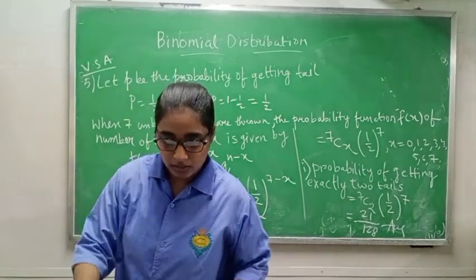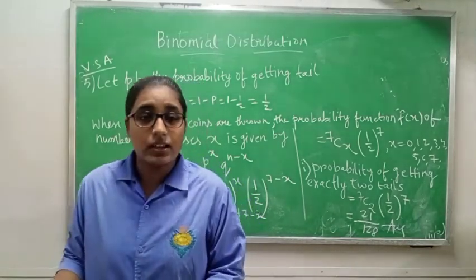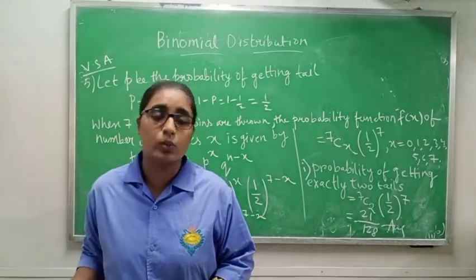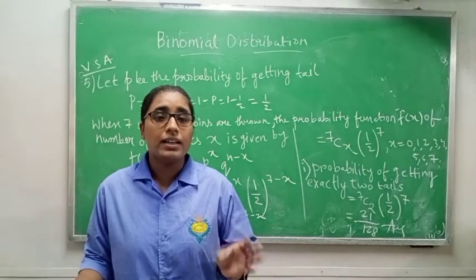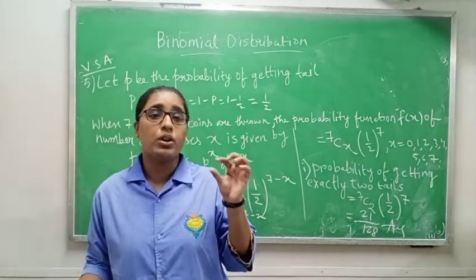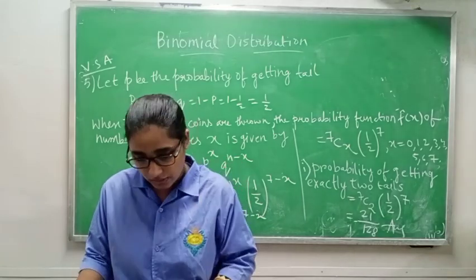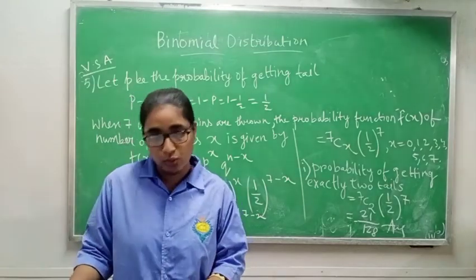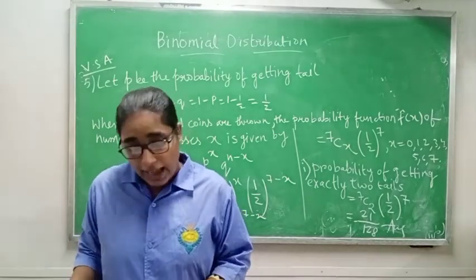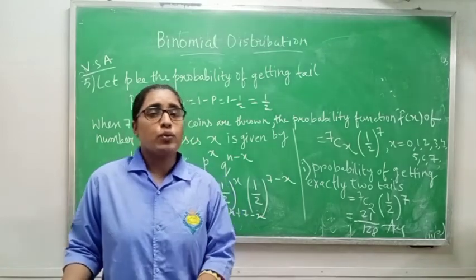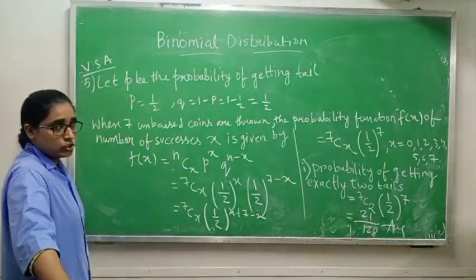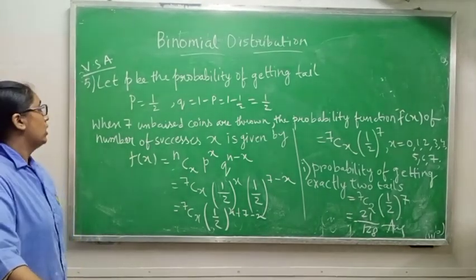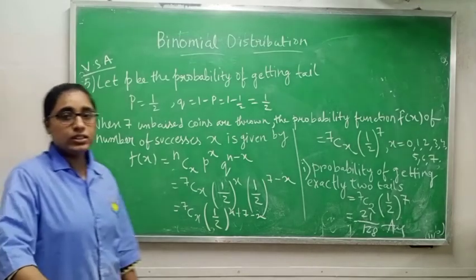So how many unbiased coins are there? 7 unbiased coins. It means the number of independent trials n = 7. They are tossed simultaneously at random. Find the probability of getting exactly 2 tails, at most 2 tails, at least 2 tails. First of all we will use Bernoulli trials or binomial distribution to find p and q. Now let p be the probability of getting a tail.